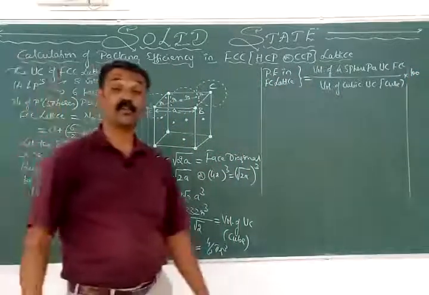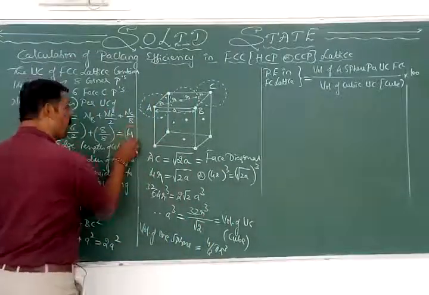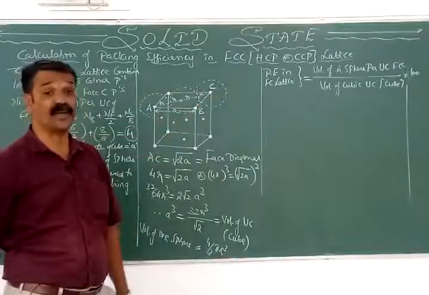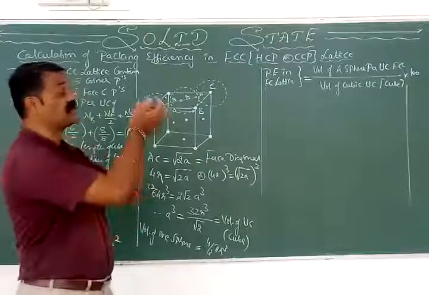In general, packing efficiency is equal to the volume of all the spheres per unit cell. How many spheres, or how many particles, are we having? It is 4. Therefore, the volume of 4 spheres per unit cell of FCC divided by the volume of the cubic unit cell. It is also called the cube.